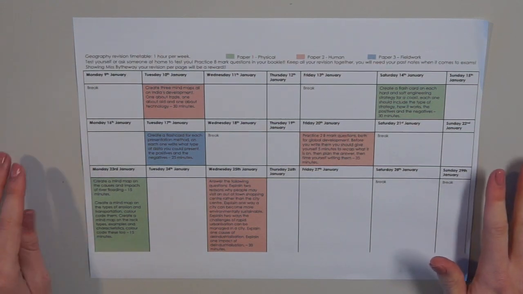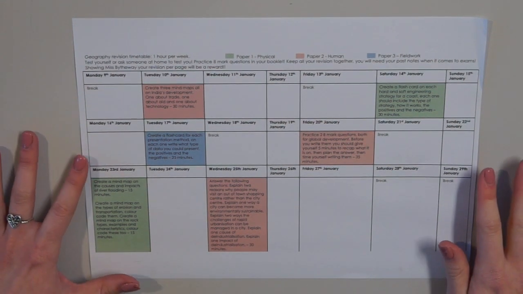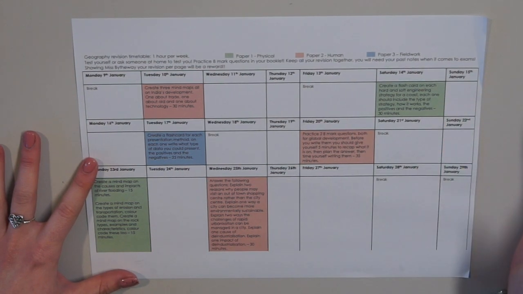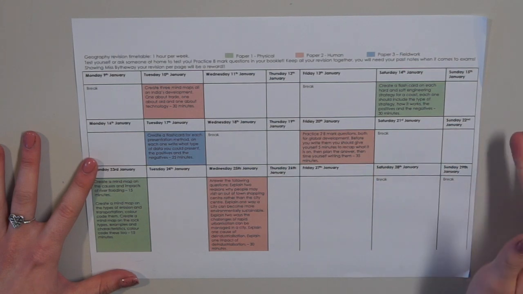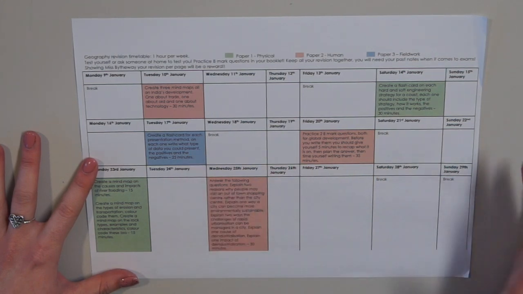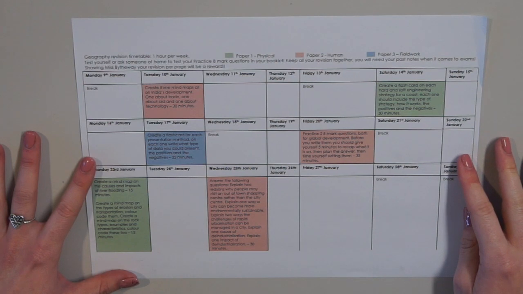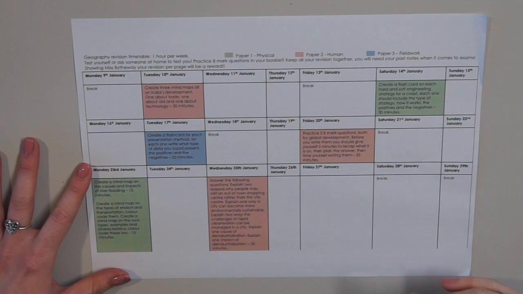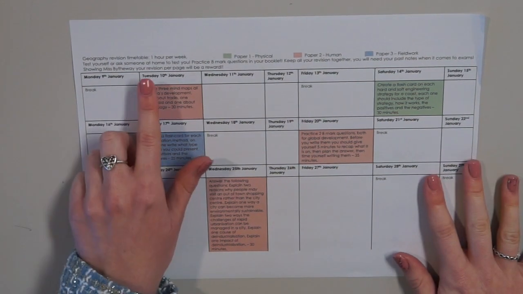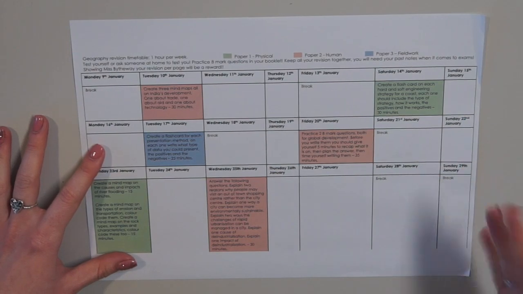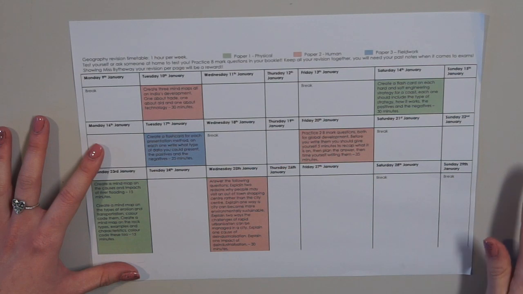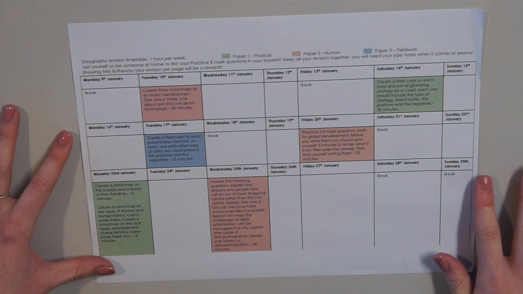So this revision timetable is split down into an hour of geography revision per week, and it is colour coded into your paper 1, which is your physical paper, your paper 2, your human paper, and your paper 3, which is your fieldwork and UK challenges. And each revision task is split up and it is specific for you to ensure that you cover each topic. So for example, on Tuesday the 10th of January, you can create 3 mind maps all on India's development. So one about trade, one about aid, and one about technology. And this activity should take you around 30 minutes.